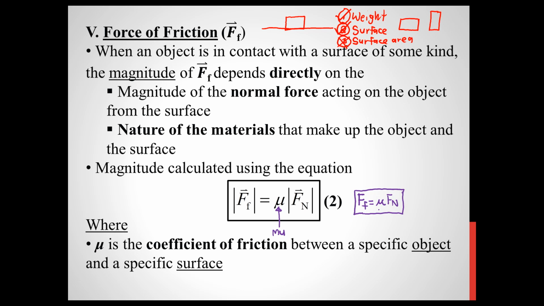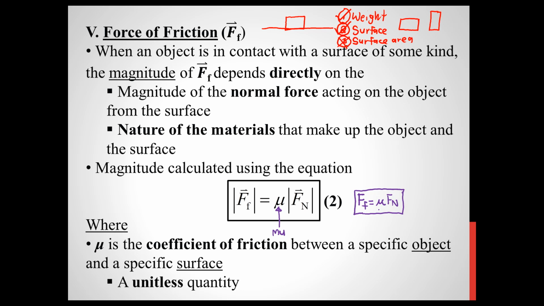Mu, we call it the coefficient of friction, and it's a coefficient of friction between a specific object and a specific surface. So it has everything to do with the nature of the materials that make up both the object and the surface. And again, we'll come back to this a little bit later in the lesson.